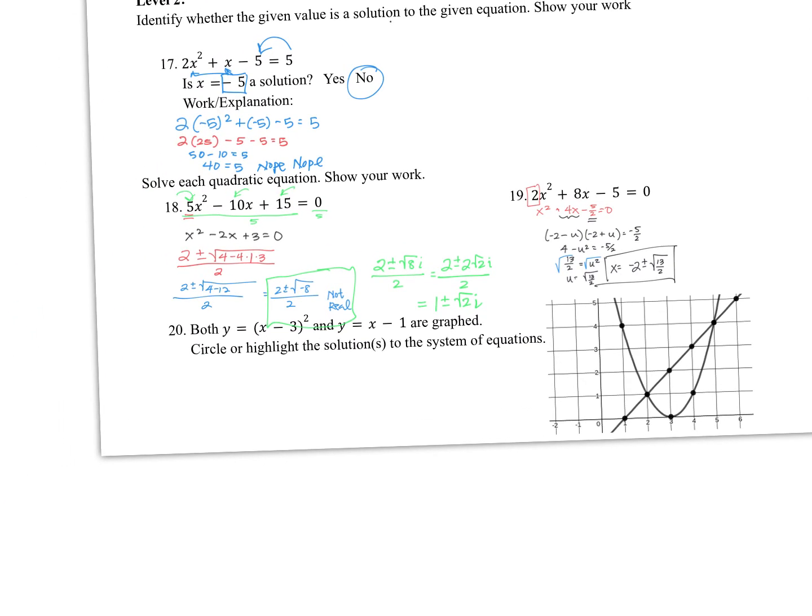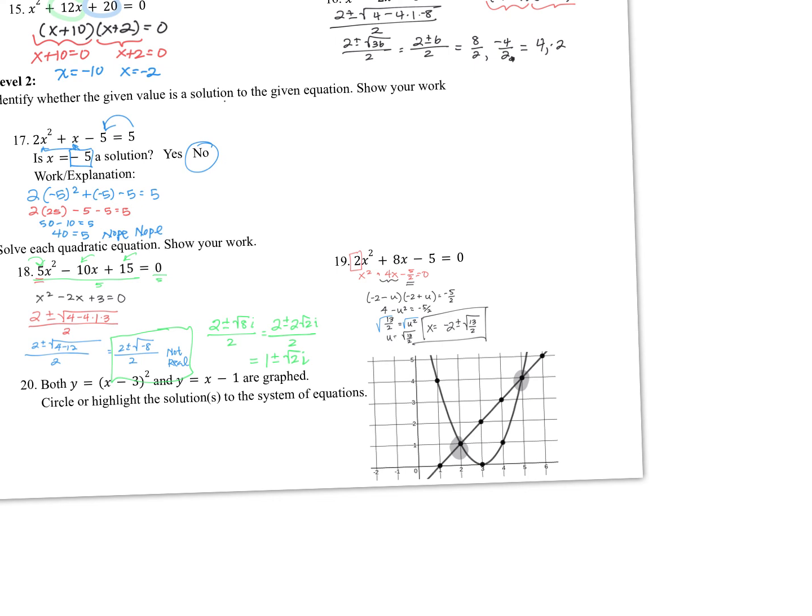Number 20 says, can you find the solutions on this graph? And you're like, oh, it's where they cross. So there's one, and there's the other. And then on the next page, it will ask you to find those solutions. Sorry, they were on the same page. So we just have to write the coordinates for both of those. So the first one is over 2 up 1. And the second one is over 5 up 4. So the solutions are where the two cross.